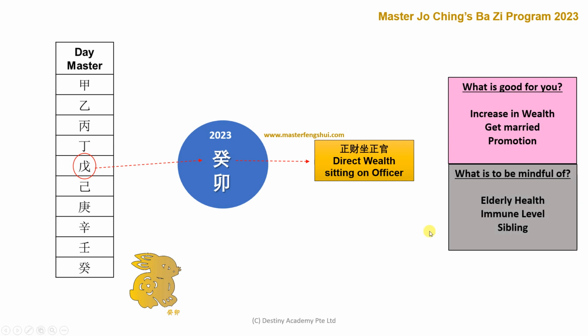What is to be mindful of? Elderly health, because we say the wealth can come and counter your resource, 财来破印. So elderly health, you've got to be careful. Your personal immune level, you've got to be careful. Relationship with your siblings, you have to be careful. It can lead to disputes, quarrels, a more quarrelsome relationship in the year 2023.